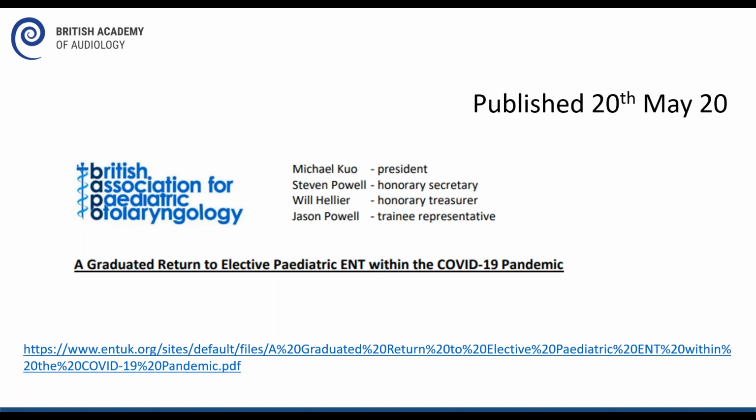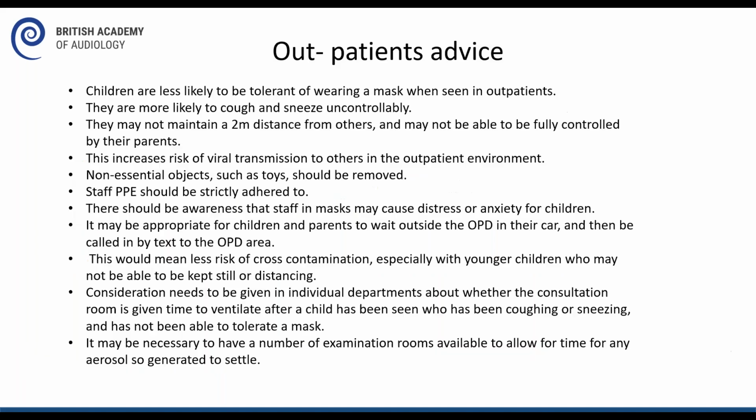So slightly different in here, as I said, about the grommets, but the other thing you'll find in here is a bit more advice on outpatients and children. Some of this amused me a little bit. So children are more likely to cough and sneeze uncontrollably. Their parents might not be able to control them in the environment, and they're unlikely to be maintaining a 2-metre social distance from others if they're very small children.